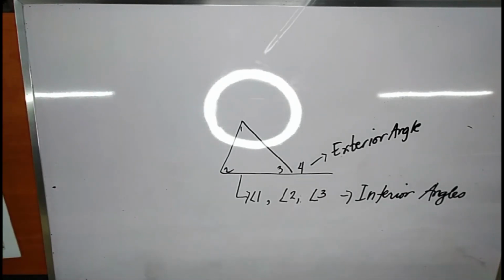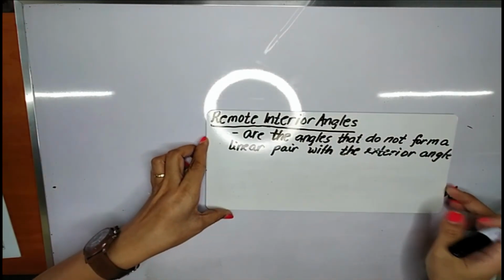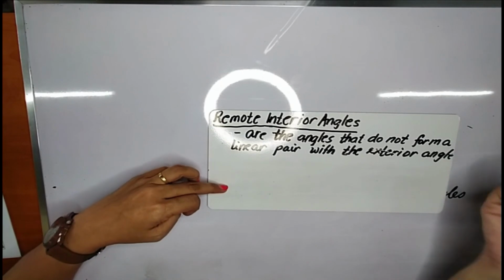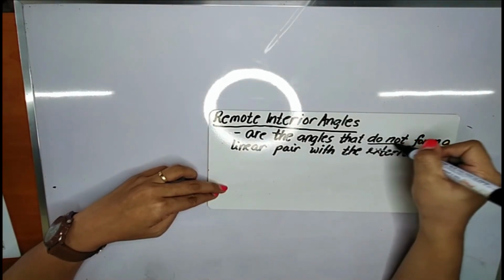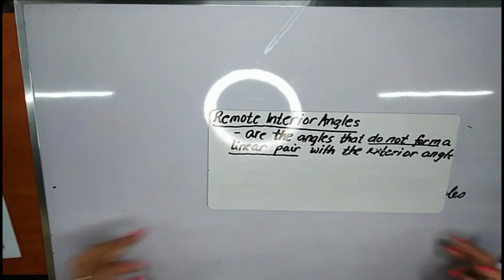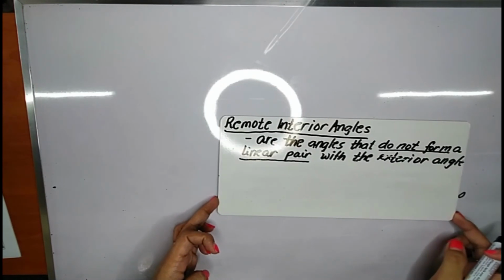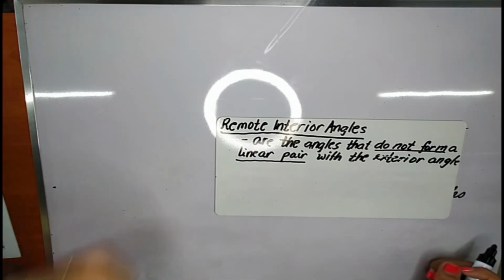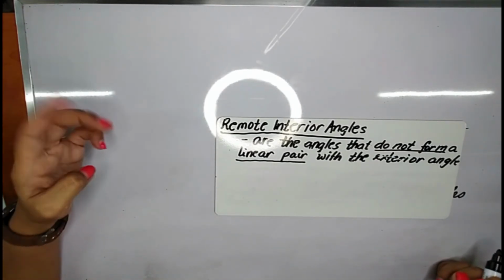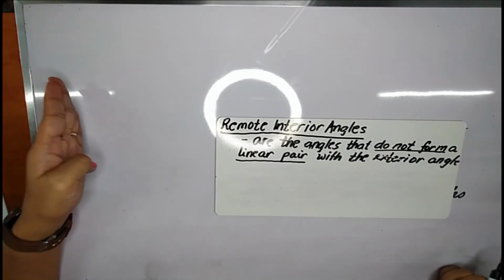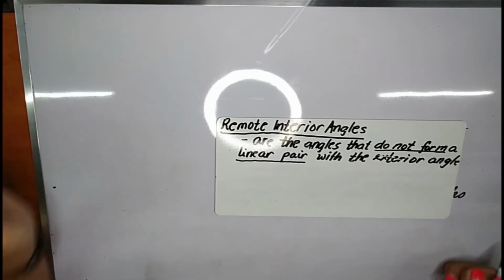Okay, let us take the definition. The definition says, remote interior angles are the angles that do not form a linear pair with the exterior angle. Do not form, do not form. So, ganina we'll learn about linear pair. So, exterior angle kay tapad siya sa angle nga, isa ka angle nga nasa sulod sa triangle. Pero kay si remote interior angles, dili daw siya makaporma or dili siya makatapad or dili siya adjacent sa exterior angle or ang angle nga naa sa gawas.